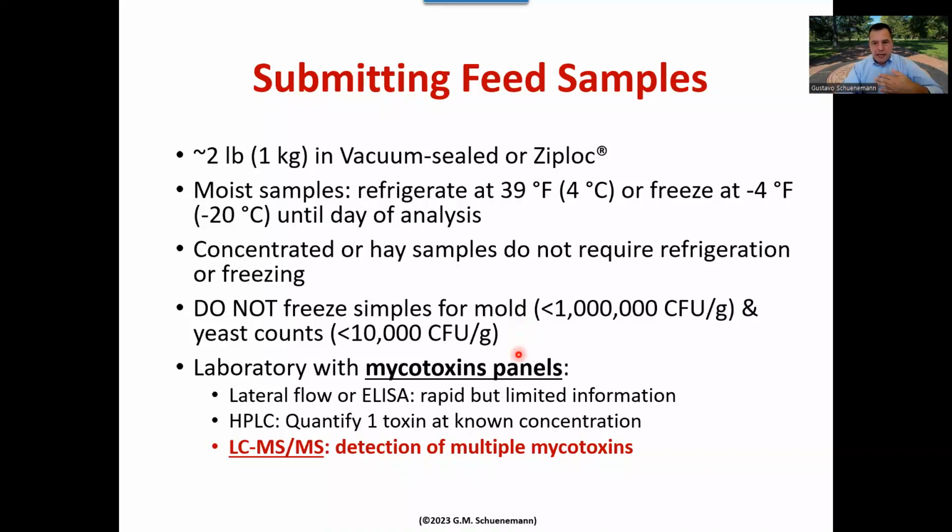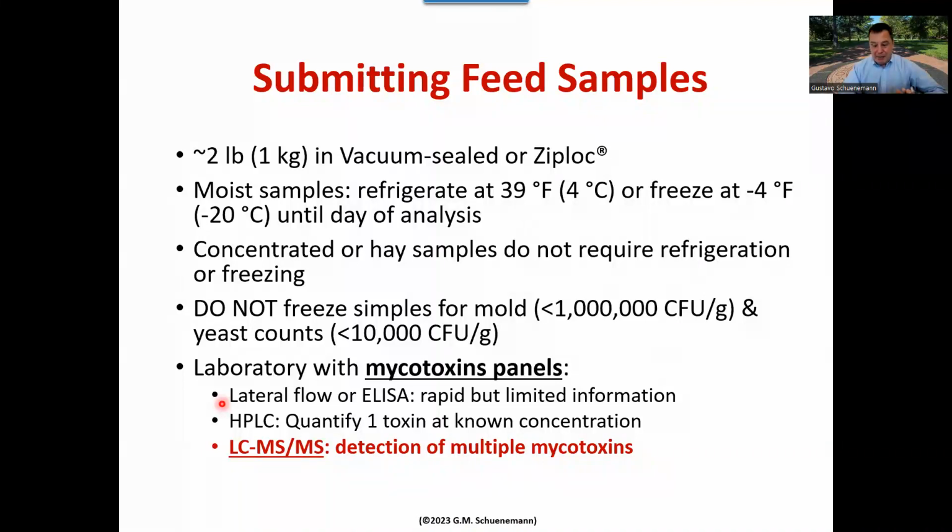And then comes the laboratory analysis, right? For the mycotoxin, there are different panels, 4, 7, 14 mycotoxins, right? And there are different techniques. I highlight in red what for me is the gold standard, right? I highlight in red what for me is the most important, right? You can use lateral flow or ELISA.